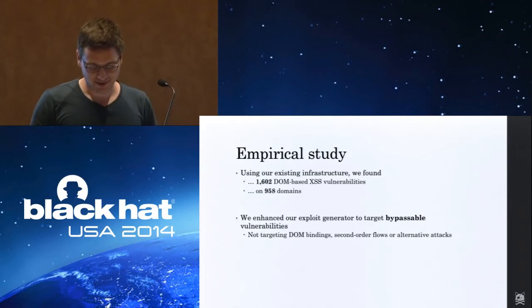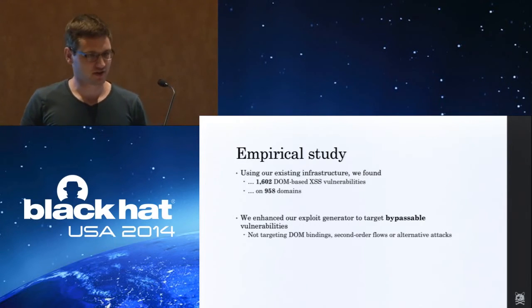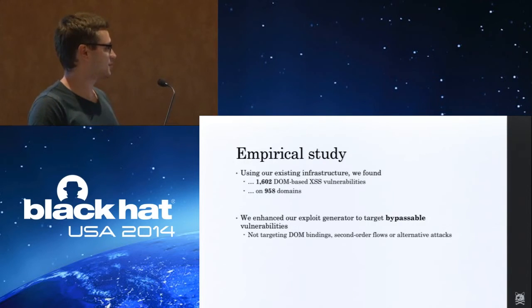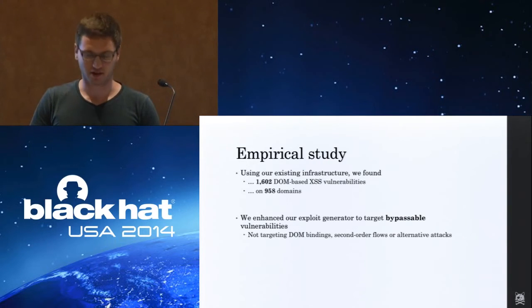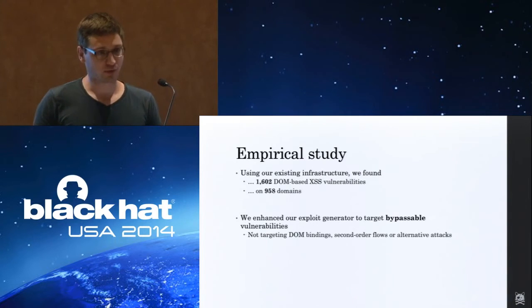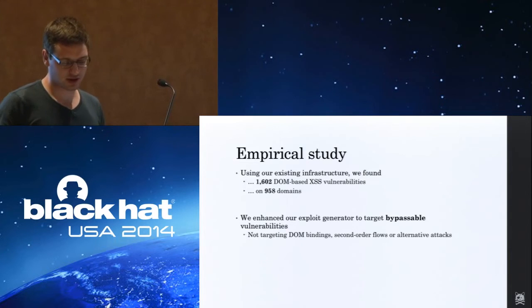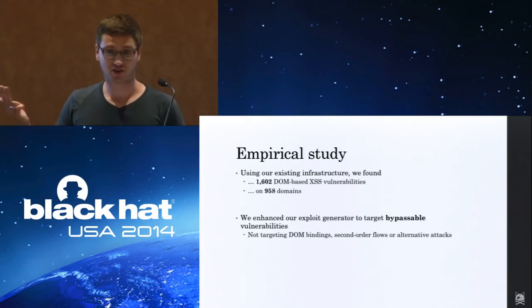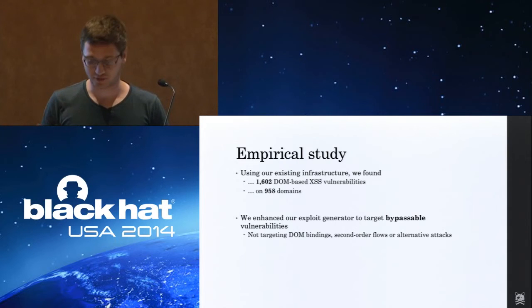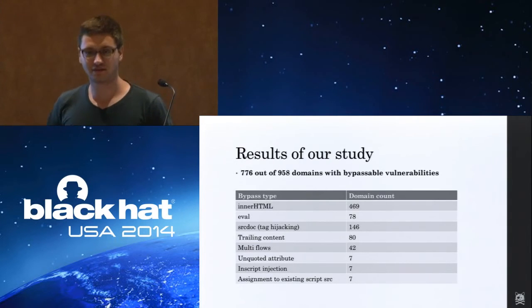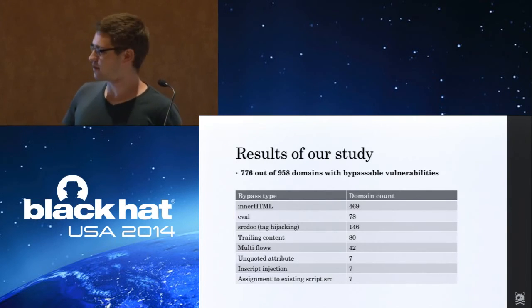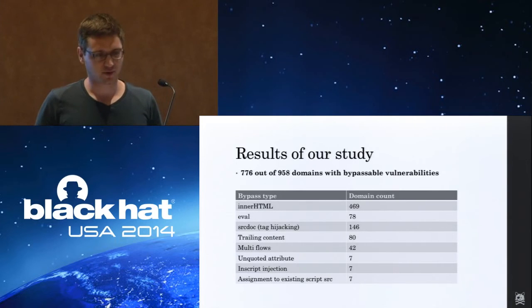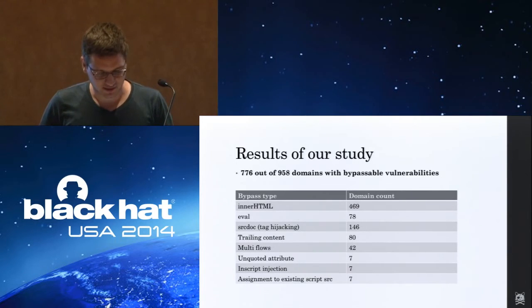958 domains. And we took our existing exploit generator, which I didn't show you here because it would be way too complex in this case, and added a few if conditionals here and there to enable us to use these vulnerabilities we found. And actually, we were not targeting the DOM bindings that I was talking about earlier. We were not targeting second order flows, and we were not targeting alternative attacks such as post message. But still, out of the 958 domains we had exploits on, we could successfully exploit still 776.